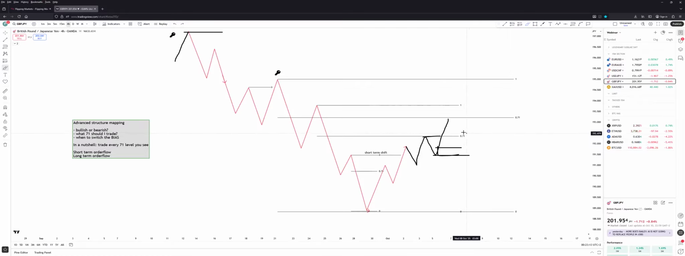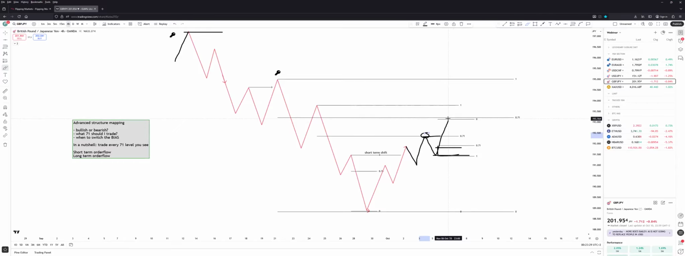What should you do here? Because you are inside of the next 71 level from the bearish perspective, but right here you have a beautiful bullish break on the short-term flow that initiated the break of the high point with a beautiful order block and beautiful volume.